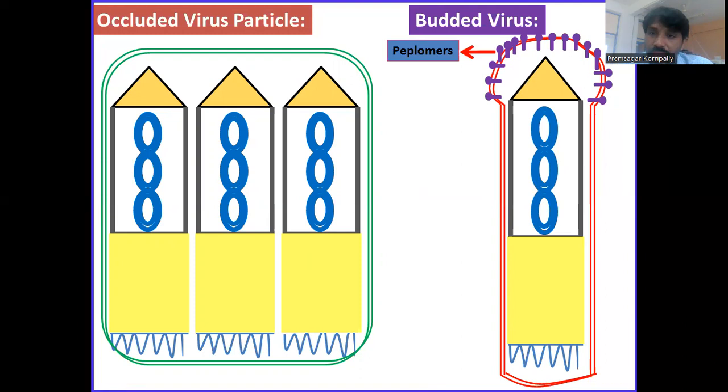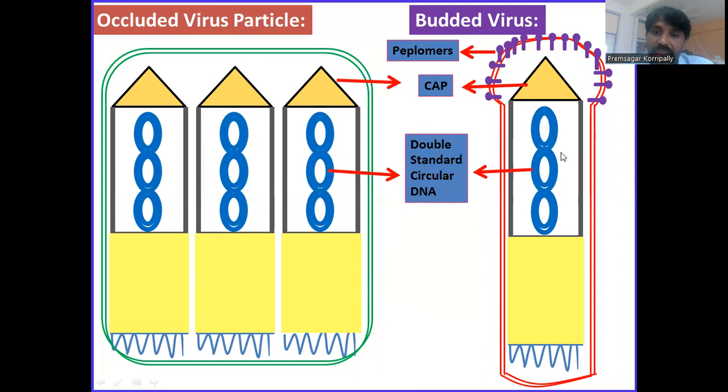You see, this is a cap in both the budded as well as the occluded derived virus particle. And the second one is the genome. The genome is a double-stranded, circular DNA present in the rod-shaped capsid, right? Then you see, these are the envelopes: the red envelope for the budded virus and the green envelope for the occluded virus particle.